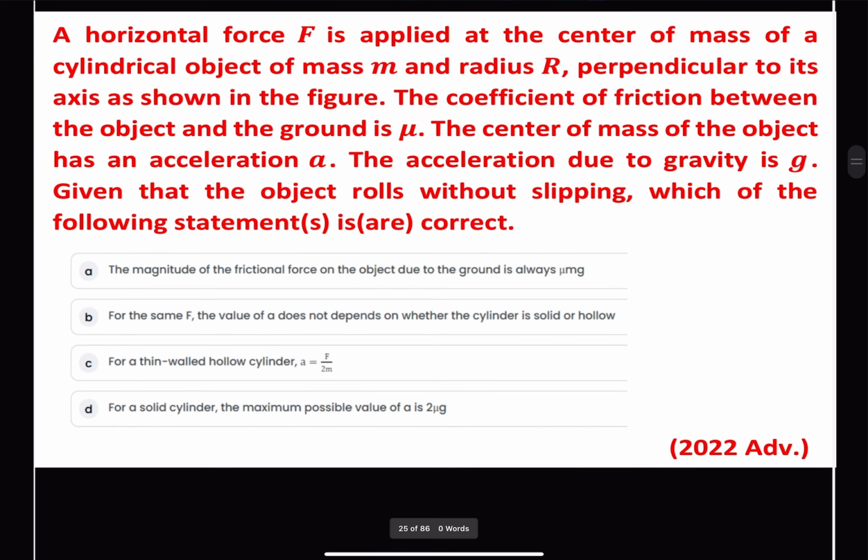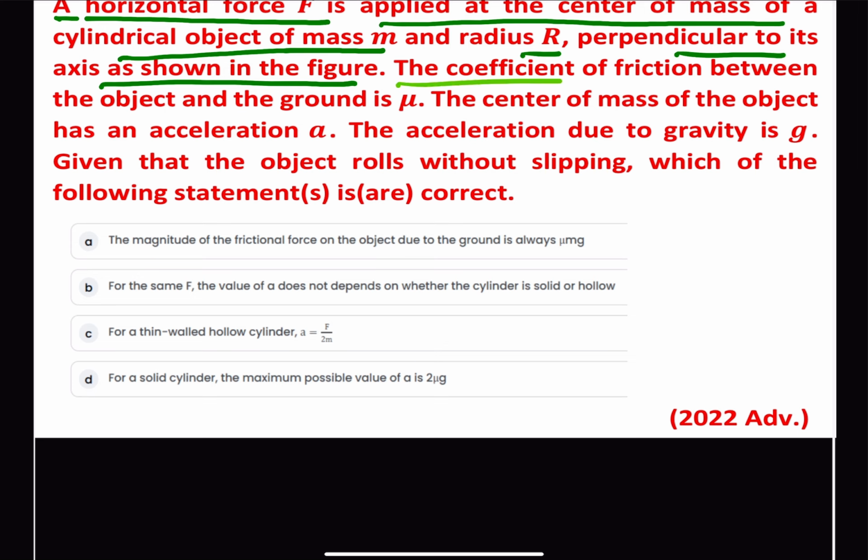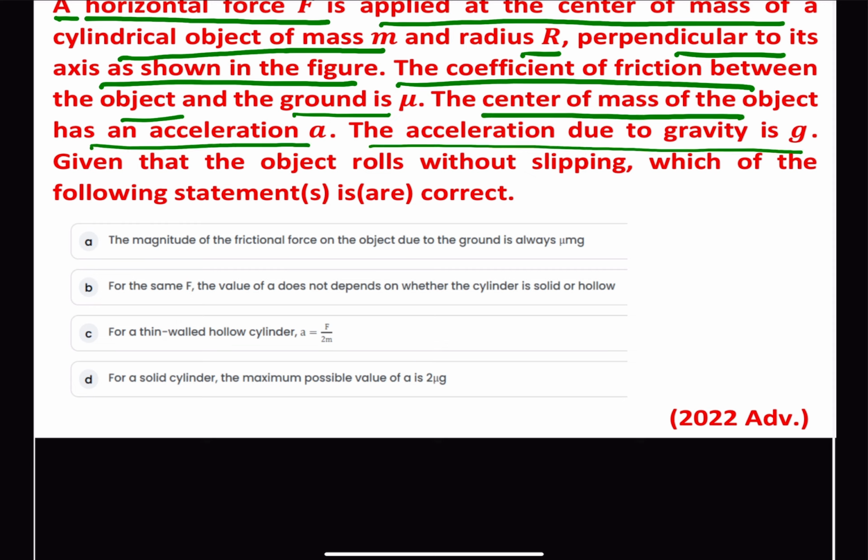So it states that a horizontal force F is applied at the center of mass of a cylindrical object of mass m and radius r, perpendicular to its axis as shown in the figure. Here also I missed to paste the figure. The coefficient of friction between the object and the ground is mu. The center of mass of the object has an acceleration a. The acceleration due to gravity is g. Given the object rolls without slipping, which of the following statements is or are correct?